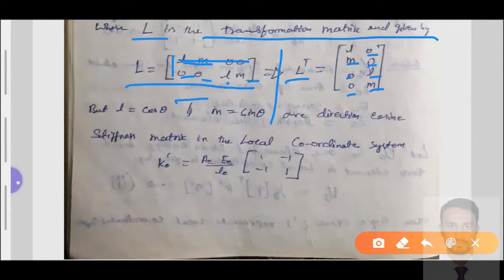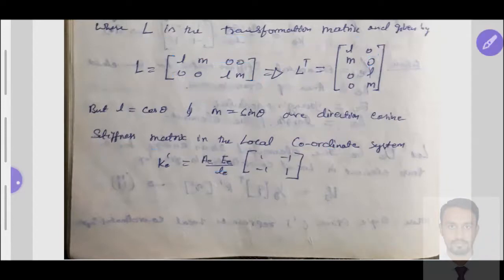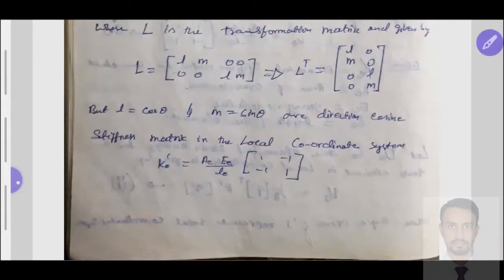So we have the transpose matrix converted, where we know that L is equal to cos theta and M is equal to sin theta, the direction cosines. The stiffness matrix in the local coordinate system, we know that K dash is equal to AE divided by LE times [1 -1; -1 1]. Just now I have discussed it. All these three values we will substitute in this equation. Then we'll get the global stiffness matrix for a truss element.